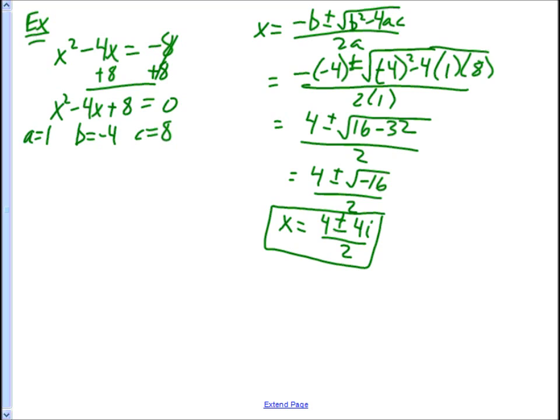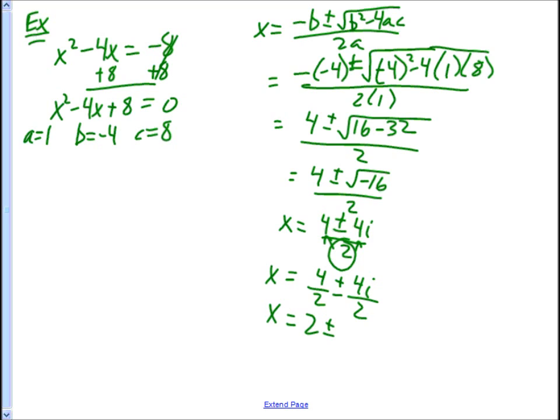Oops, sorry about that. I didn't finish that, did I? Notice that 2 goes into each of those, right? So 4 over 2 plus or minus 4i over 2. That 2 is a common denominator, so you got 2 plus or minus 2i. Sorry about that. Finish that off there, okay?